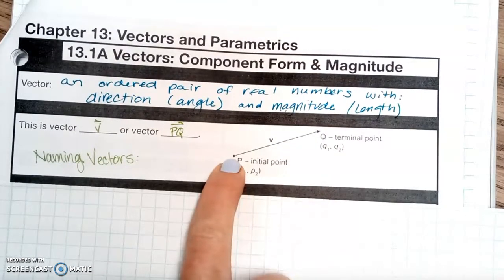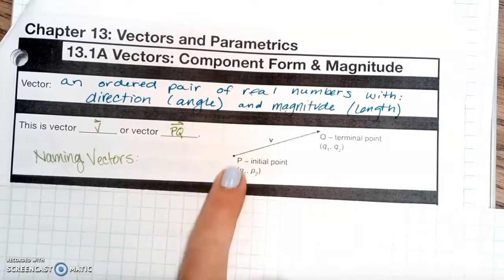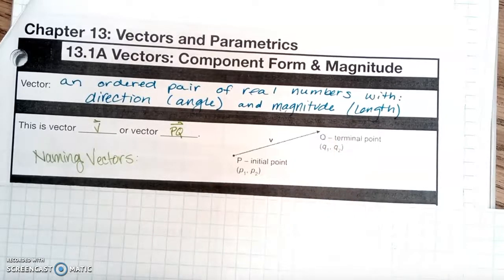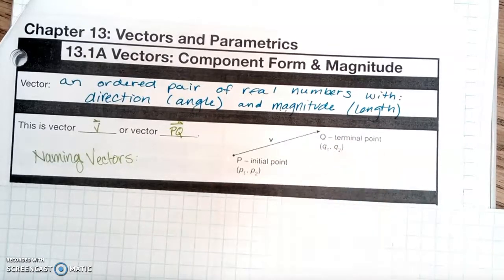Note the initial point is like the end point, kind of like a ray, and the terminal point has a little arrow on it.